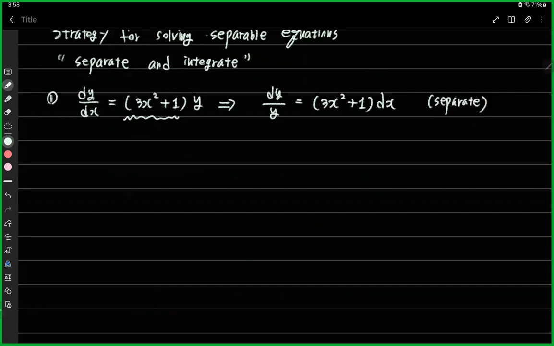Now we take the integral. Let me say it's step 1 and then step 2. So the integral of dy over y, which is nothing but the integral of 1 over y dy, is equal to the integral of (3x squared plus 1) dx.